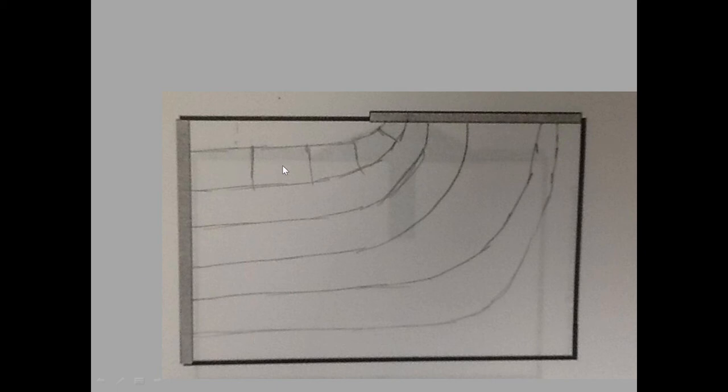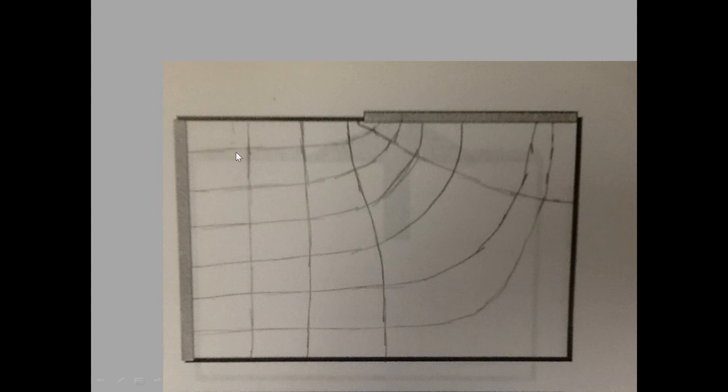And then I went and divided up this stream tube with equipotentials to get roughly the same ratio. And then I'm going to extend these equipotentials out like so. And as I draw it along, I curve it to make it cross each streamline in a perpendicular fashion, and I extend it across. And then this is the first attempt at the flow net.